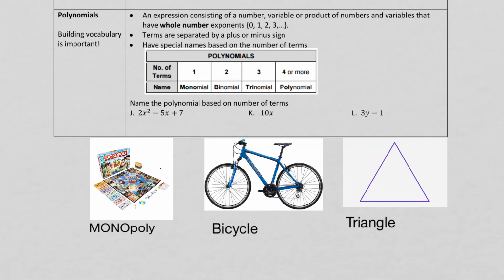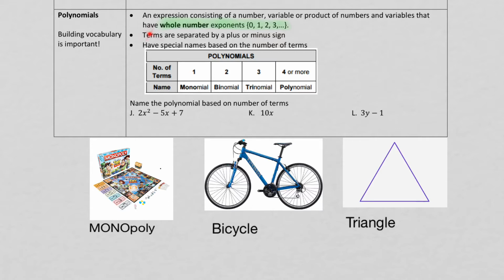Okay, so this next note's going to be about polynomials. We want to build a strong vocabulary so we know what we're talking about. So a polynomial is an expression that consists of a number, a variable, or product of number and variables that have whole number exponents. So the key here is that you have whole number exponents. Okay, so you don't have fraction exponents in this case.